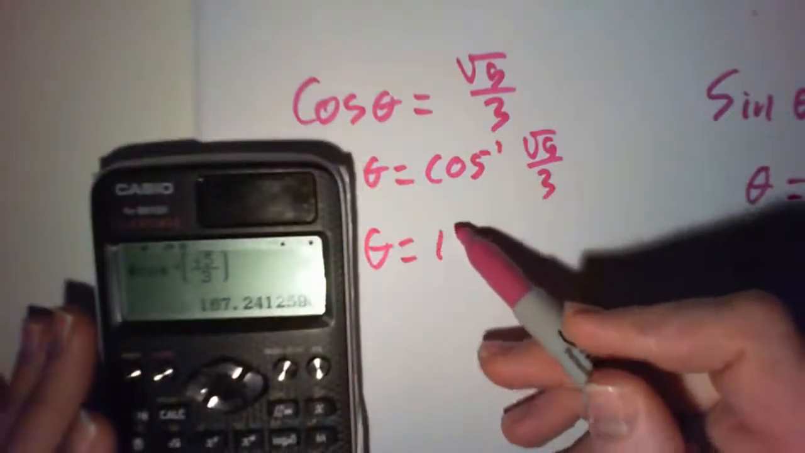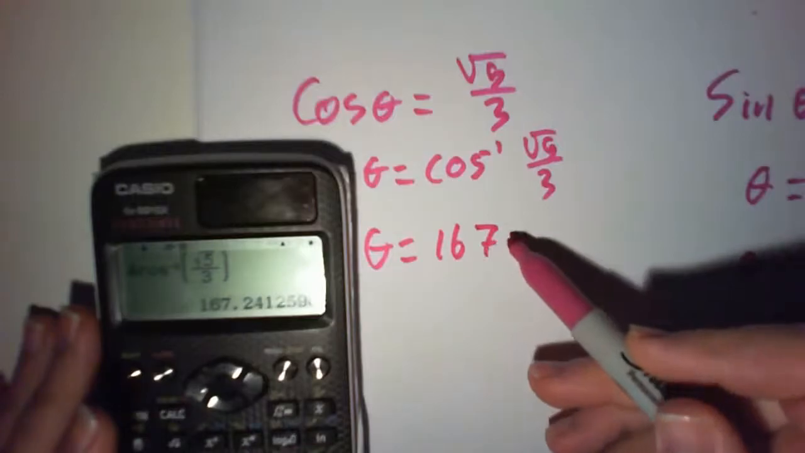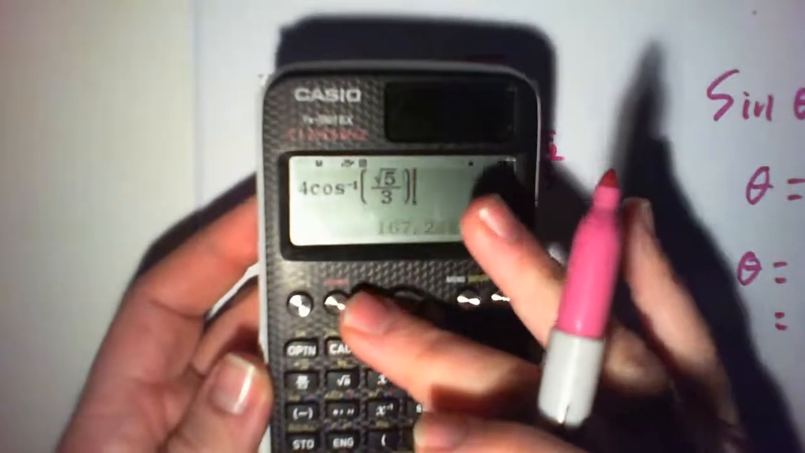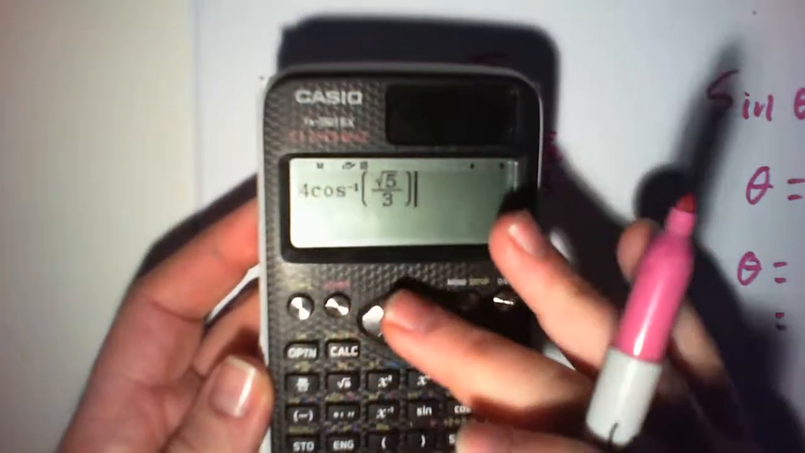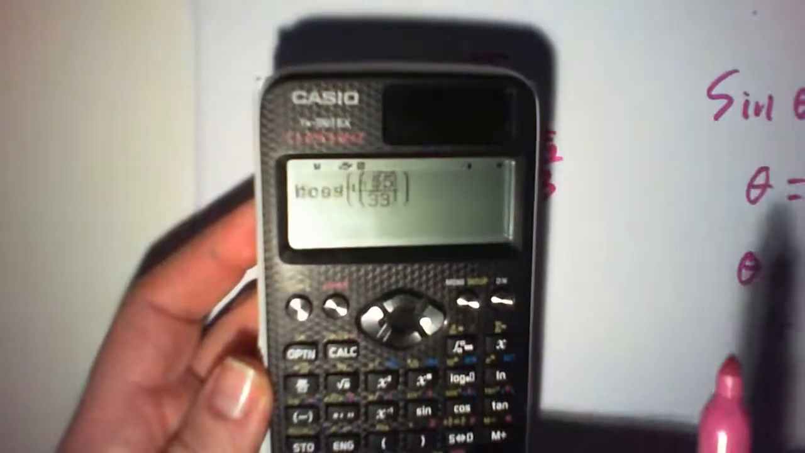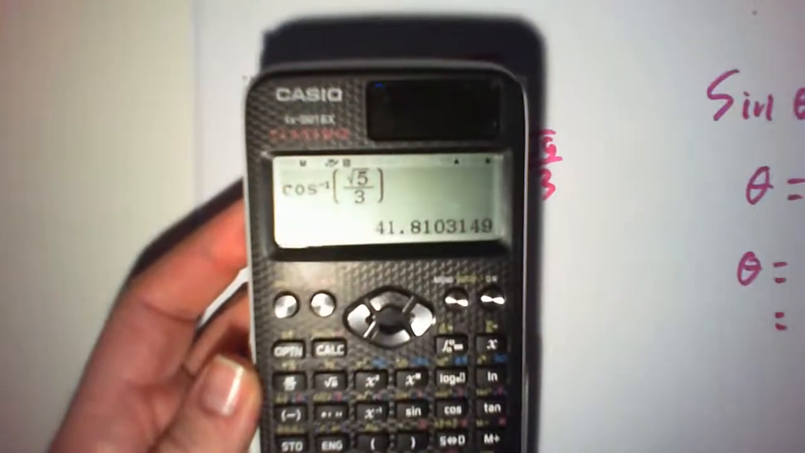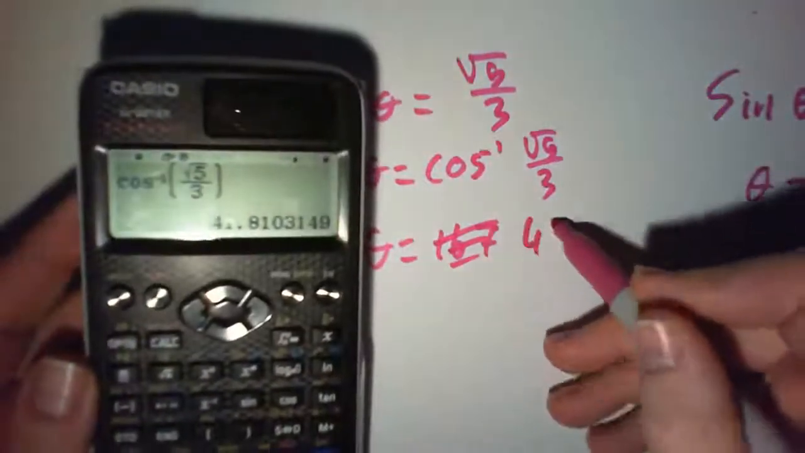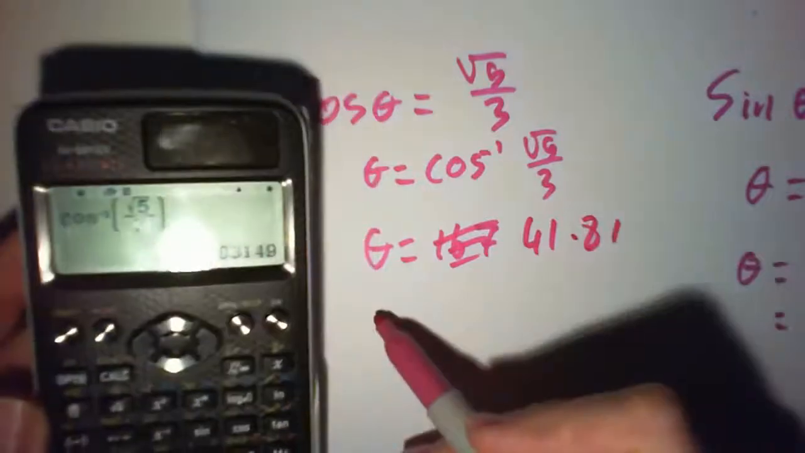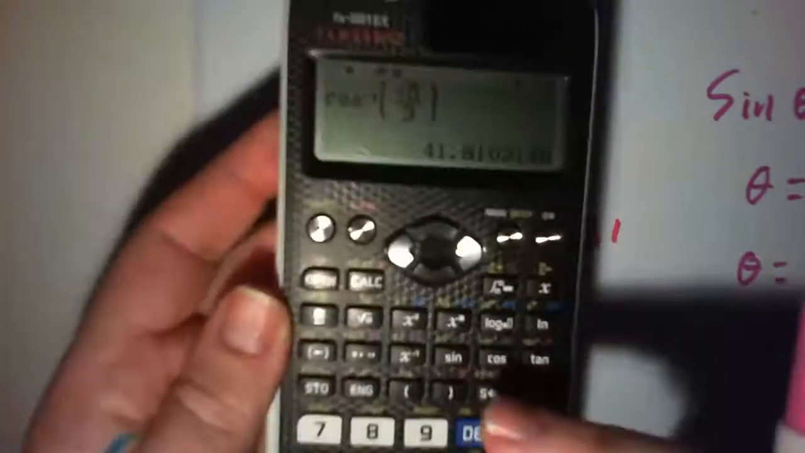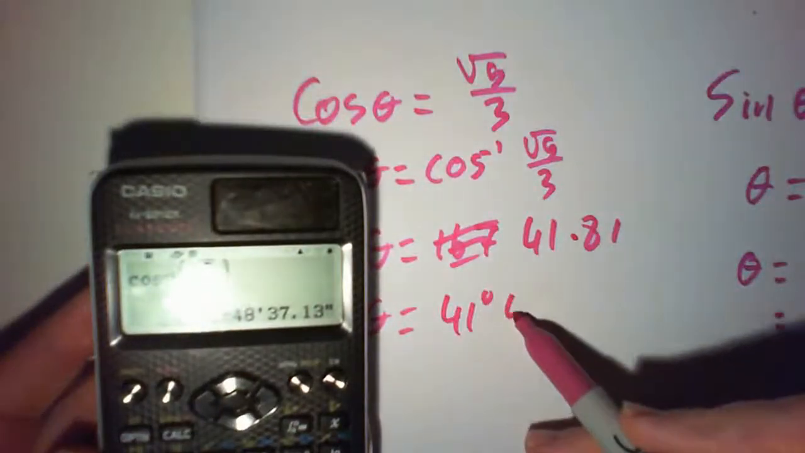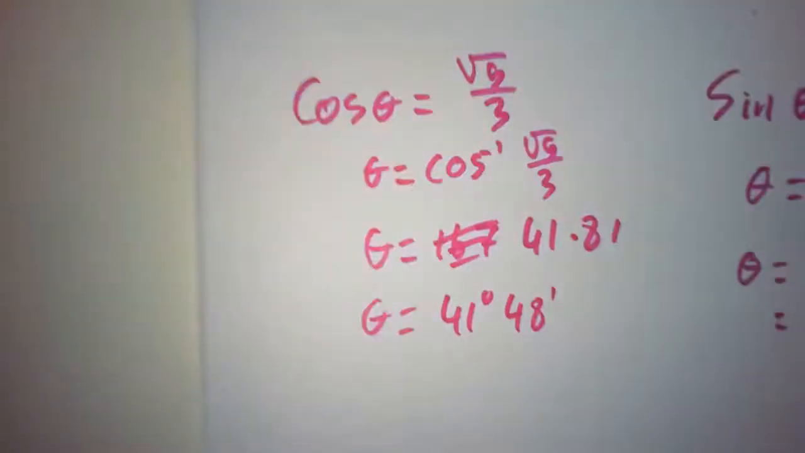Theta is 167. Oh, sorry, made a mistake there. Ignore. I put a 4 in front of it. Just delete that. 41.81. So it's 41, not too bad. And if I want to do that in degrees, that's 41 degrees, 48 minutes. Okay? So that's how you do it.